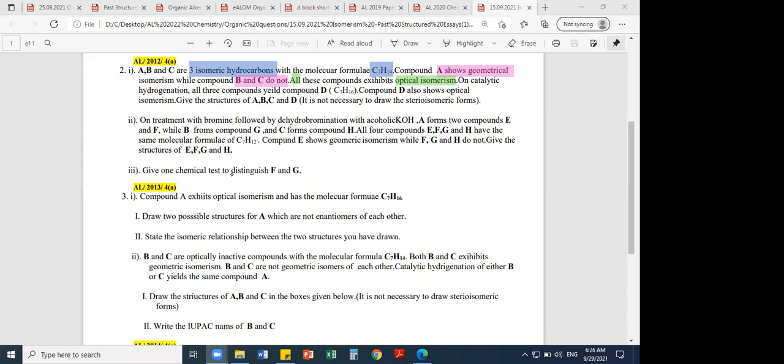After that, on catalytic hydrogenation, what is catalytic hydrogenation? With nickel or platinum, you add hydrogen. On hydrogenation, all the compounds, I will highlight all, will give the same product D, C7H. That means H2 is added, so that means C7H14, CnH2n, that should be an alkene. This should be an alkene.